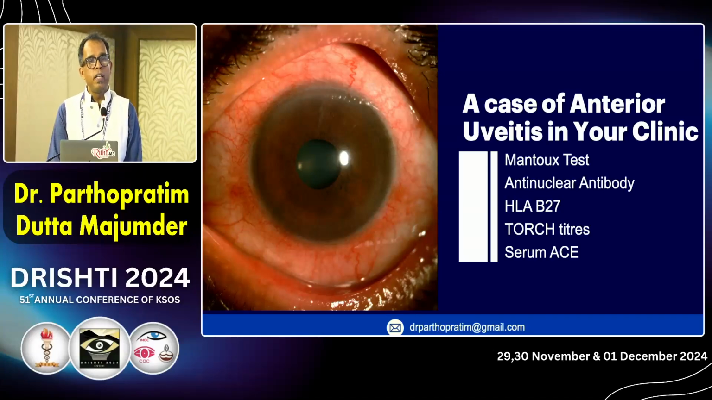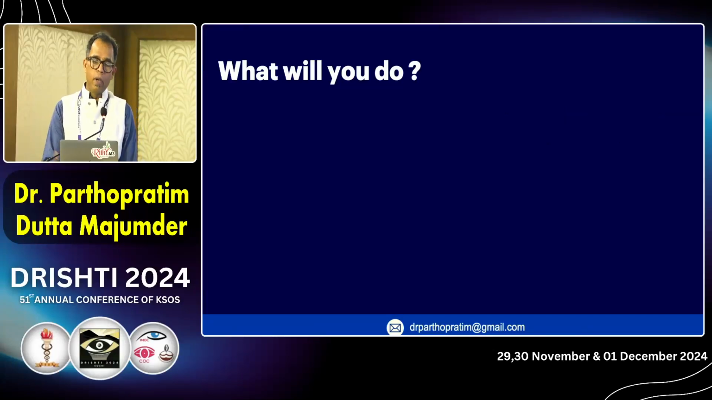So what all tests will you do? There is a tendency that you will try to advise Montoux test, anti-nuclear antibody, HLA-B27, TORCH titers, and serum ACE. So we'll see how these tests are done and when not to be done. Now I'll show you two photographs.